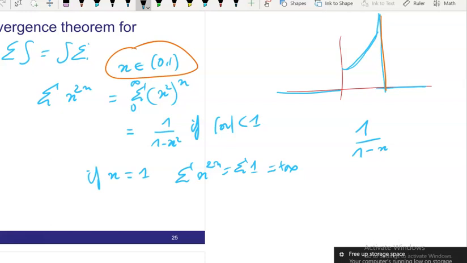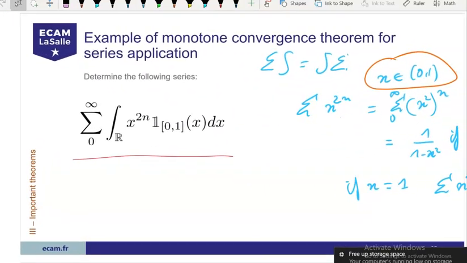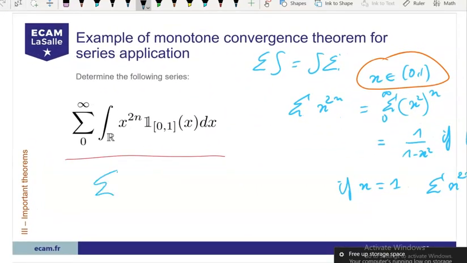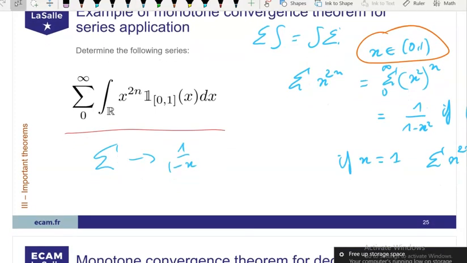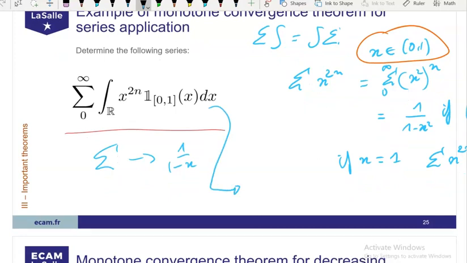So what do we have? That's kind of a trap, actually. We have that the series inside is going to go to 1 over 1 minus x, so that the series of the integral, as n tends to infinity, is going to be equal to the integral of the sum, which is the integral of 1 over 1 minus x between 0 and 1. And if you remember your improper integrals, that's the diverging one.